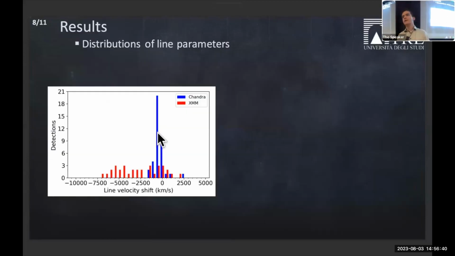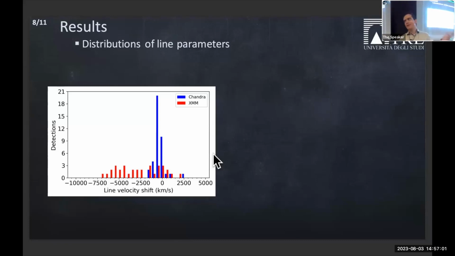We can also look at a bunch of different line parameters to try to explain what's going on and try to link the behaviors of the different objects. I don't have time, so I'm just going to focus on the most important one, which is arguably the blue shift. I don't think I need to tell you that Chandra is much more precise than XMM in terms of energy resolution. And I would also say that actually you cannot do anything with XMM in terms of interpreting the blue shifts of the line.